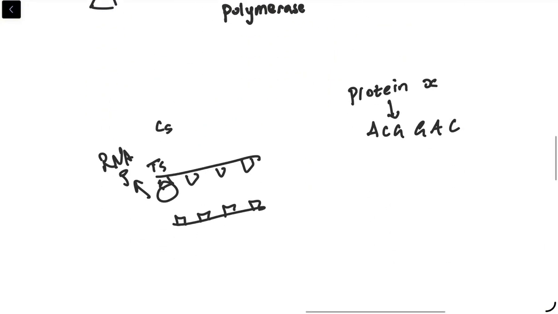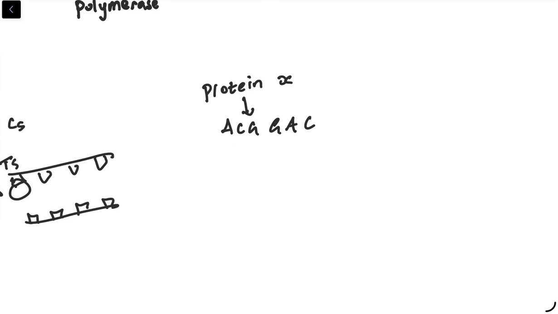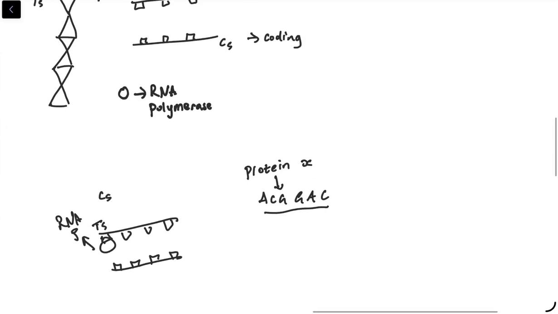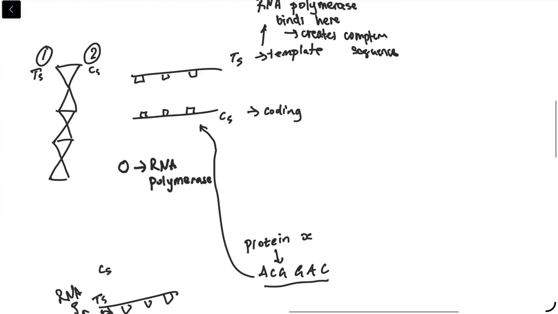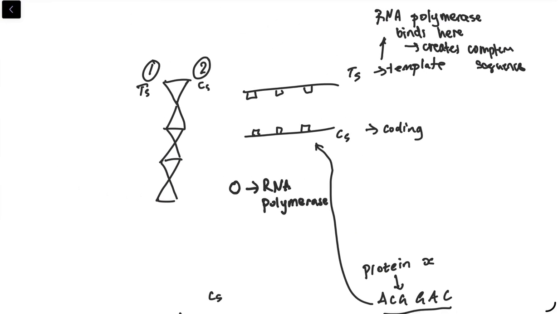So let's just say that to create protein X, we want the sequence ACGGAC. Now this specific sequence is going to be embedded into our coding strand. These are the DNA bases inside our coding strand. So what actually is the process of transcription?